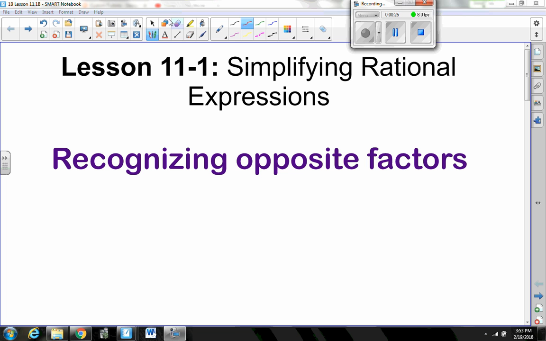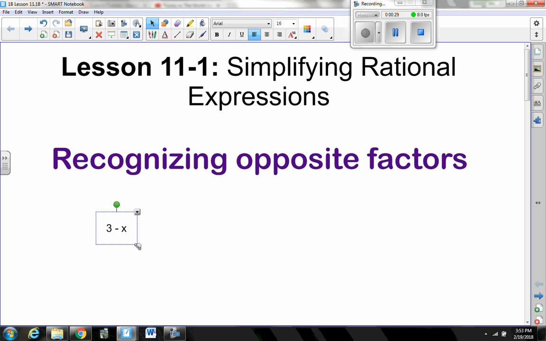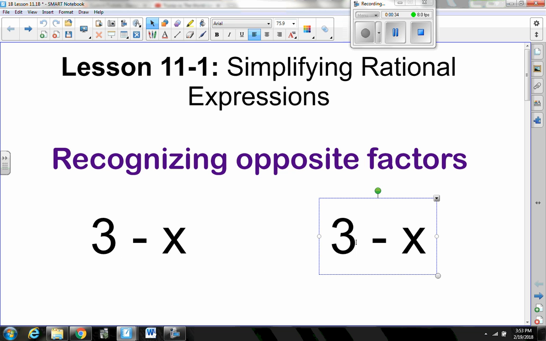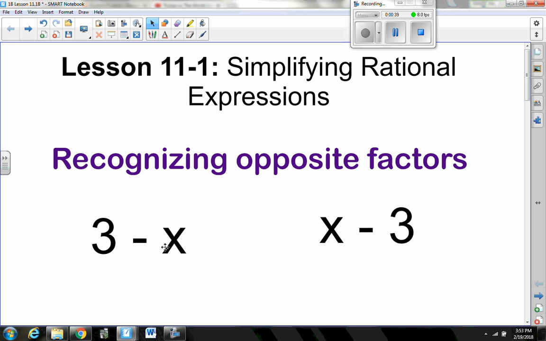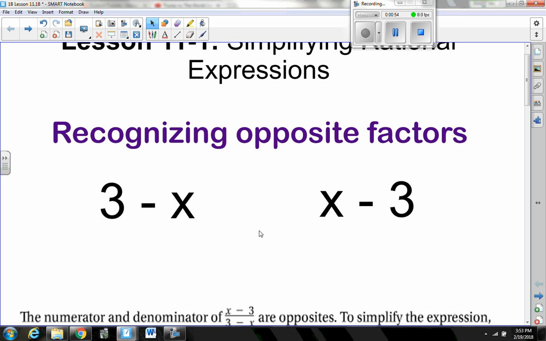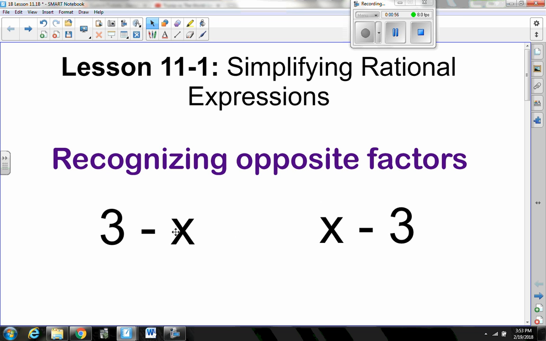Opposite factors would be things like 3 minus x, and the opposite of that, x minus 3. These are opposite factors, where they have the same two things, but they're being subtracted in the opposite order. When you have two factors that are the same pieces, but being subtracted in the opposite order, you can rewrite one of them as the other by simply putting a negative sign in front of it.